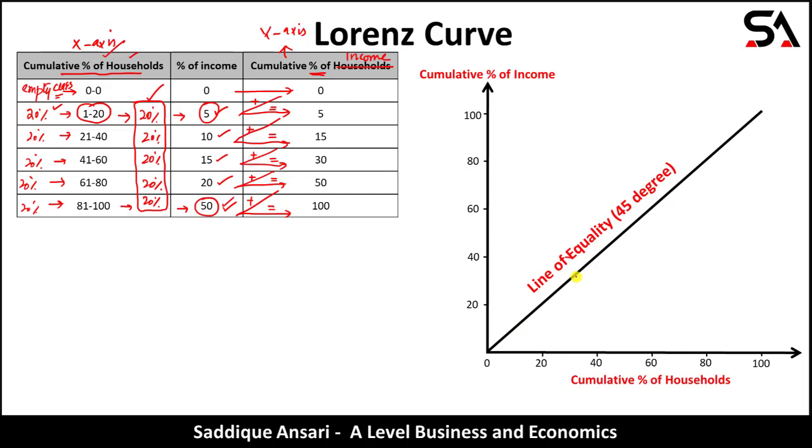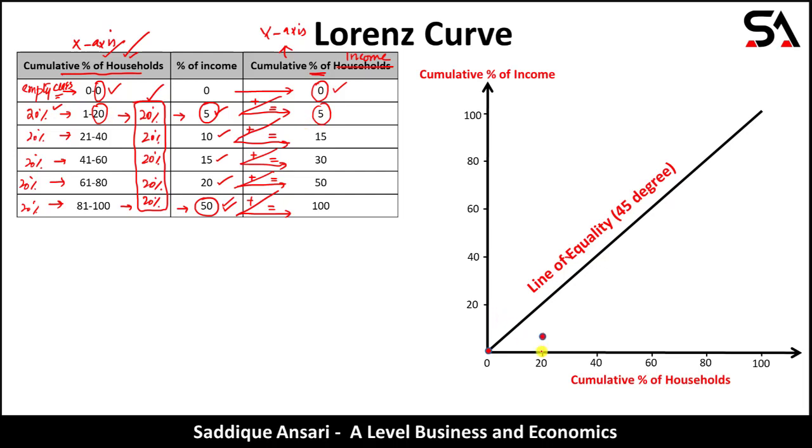And now we'll plot Lorenz curve. In order to plot Lorenz curve, we will take the upper class limit from every class in the cumulative percentage of households, and we'll plot it against cumulative percentage of income. So 0 will be plotted with 0. So that will be the first point. The next point will be plotted by taking the upper class limit of the second class, which is 20, and plotting it against 5. So this will be the second point.